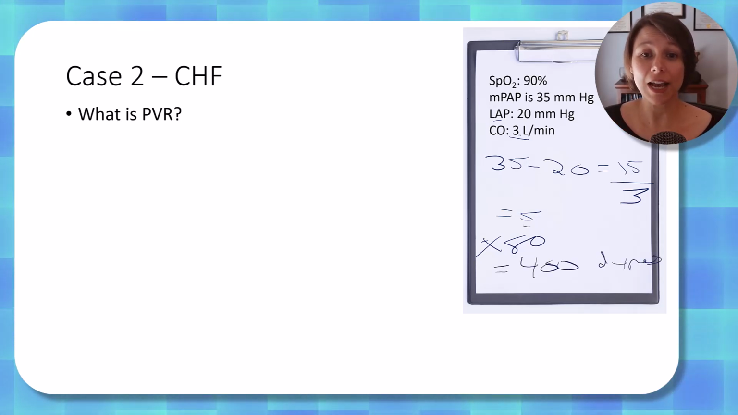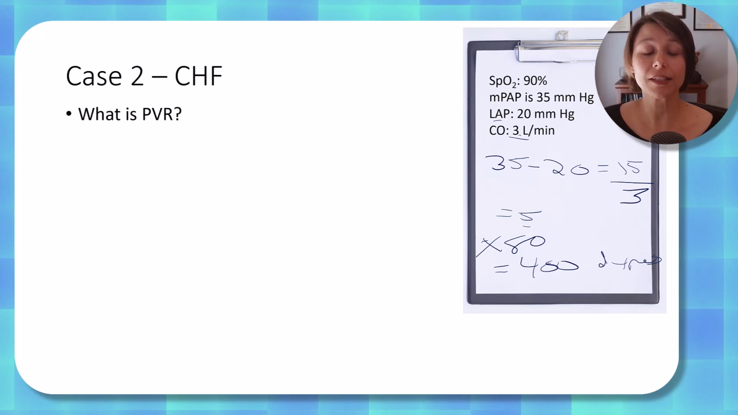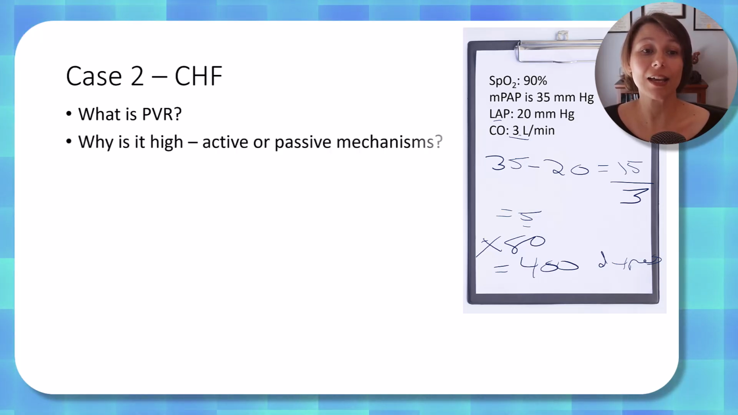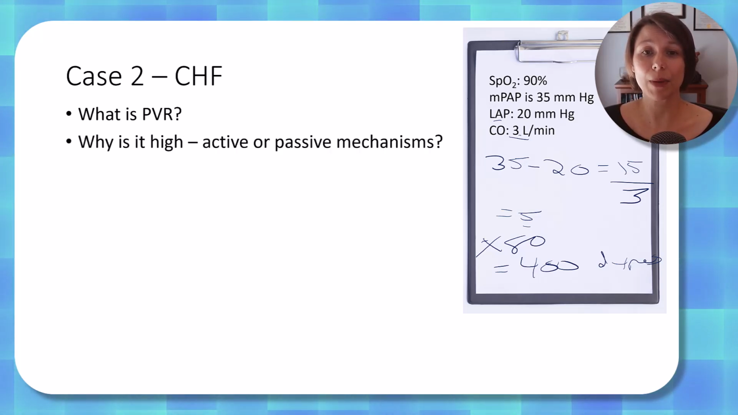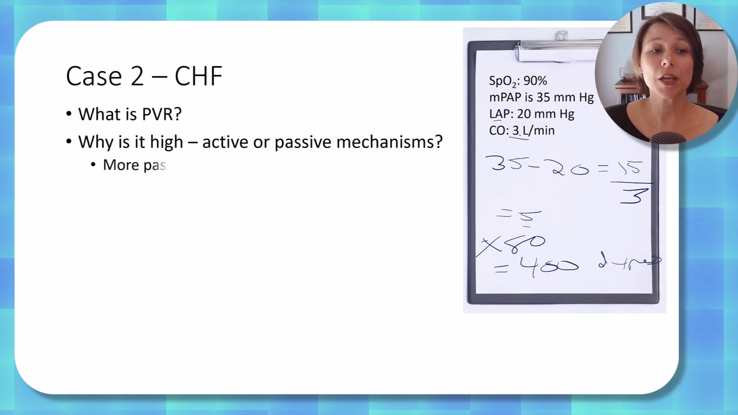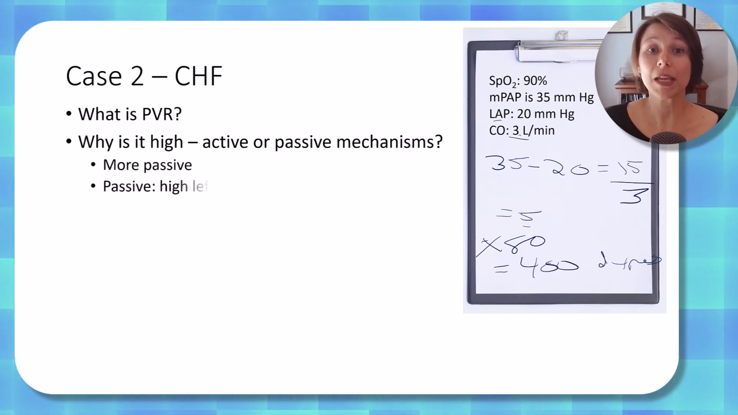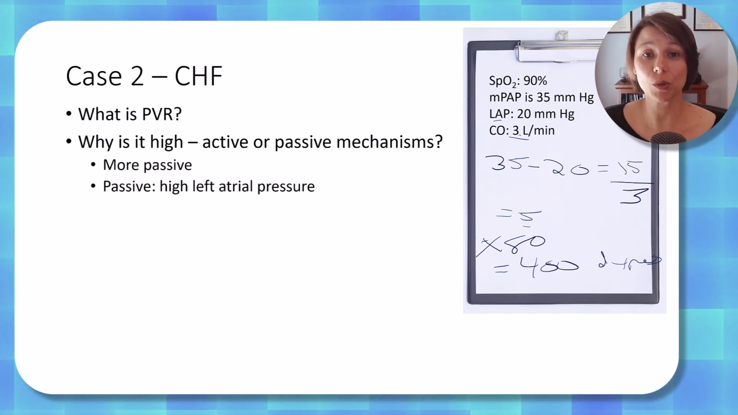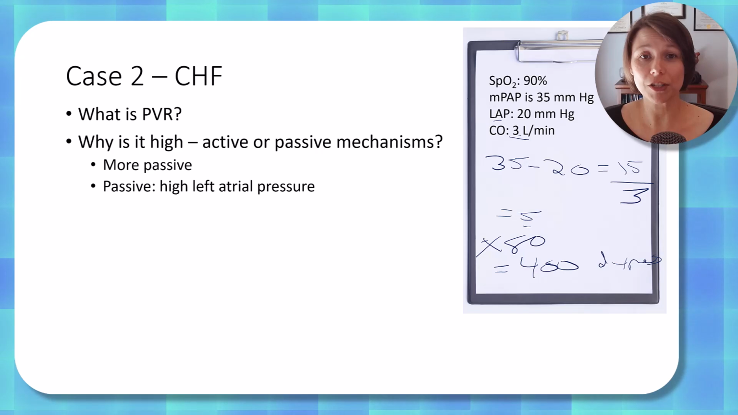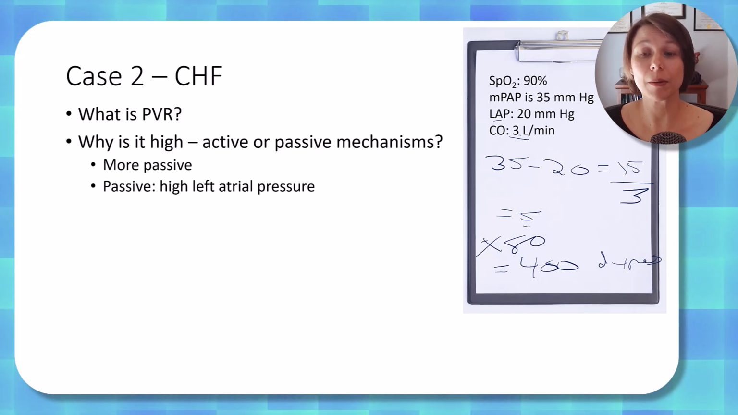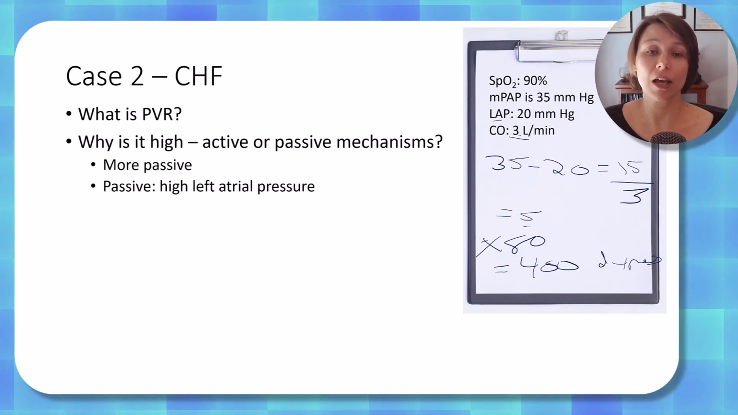So that 400 dynes, that's still pretty high, right? So why is it high? Is this an active or a passive mechanism? It's going to be more passive because it's going to be due to that high left atrial pressure. That high left atrial pressure is causing blood to back into the lungs.